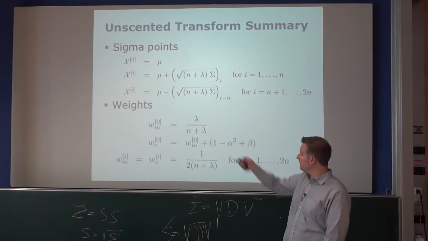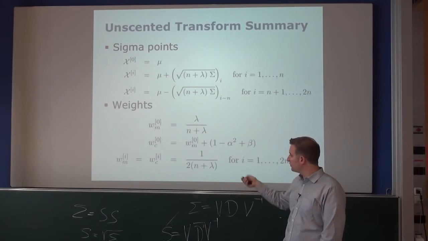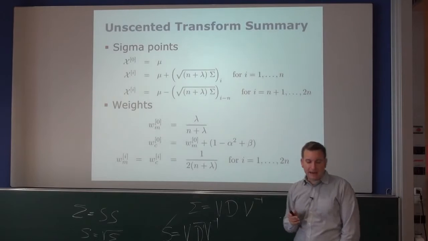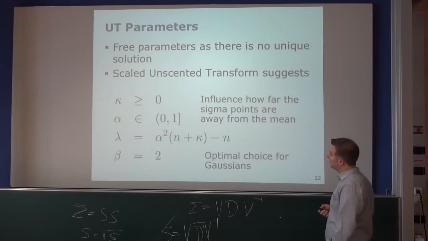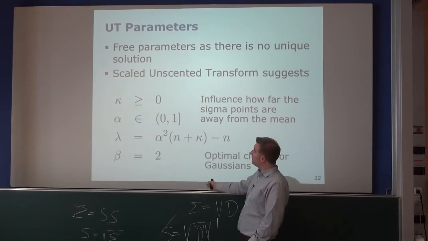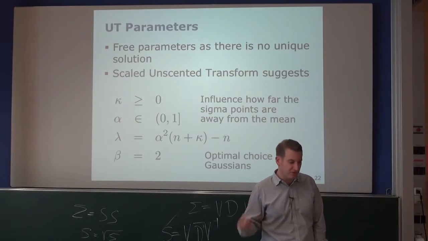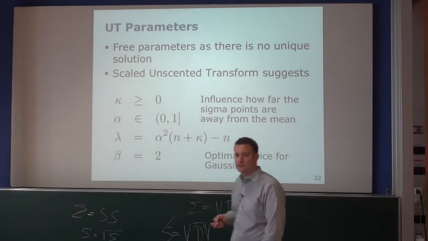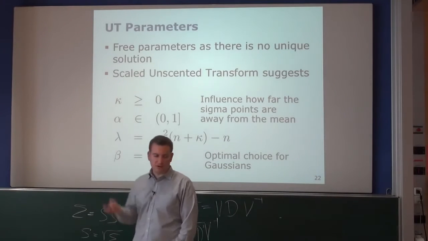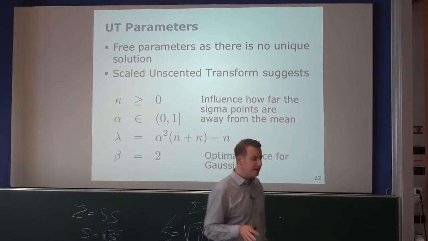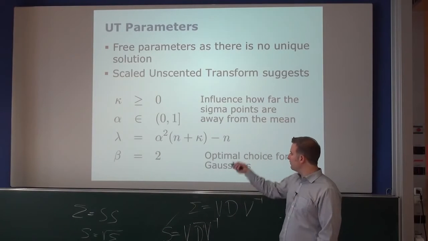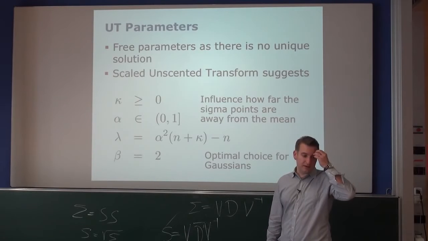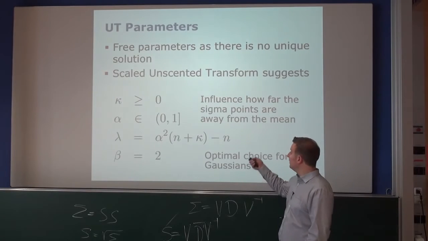This was how to select the sigma points. This is a strategy for how to select the weights. And then we are ready to go. And now just one single slide on how to select the parameters. These are the parameters according to the scaled unscented transform. The scaled unscented transform is a generalization of the unscented transform, which has some nice properties. And I use the parameterization here as it is also used in the scaled unscented transform.